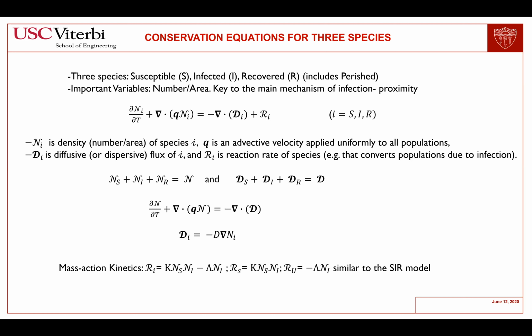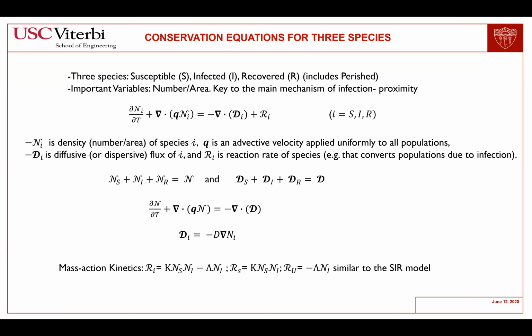So from now on, we are going to consider the species to be represented by their concentration, which is number per unit area. This is a very important distinction because the main mechanism of infection is proximity most of the times. And therefore, what matters is the density of people per unit area. So per unit area is a key item that we have to consider. The first equation, well, actually there are three equations for the susceptible, infected, and recovered people.